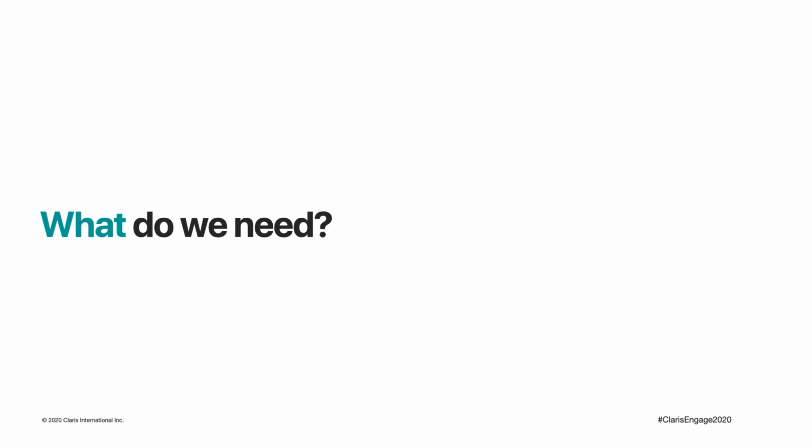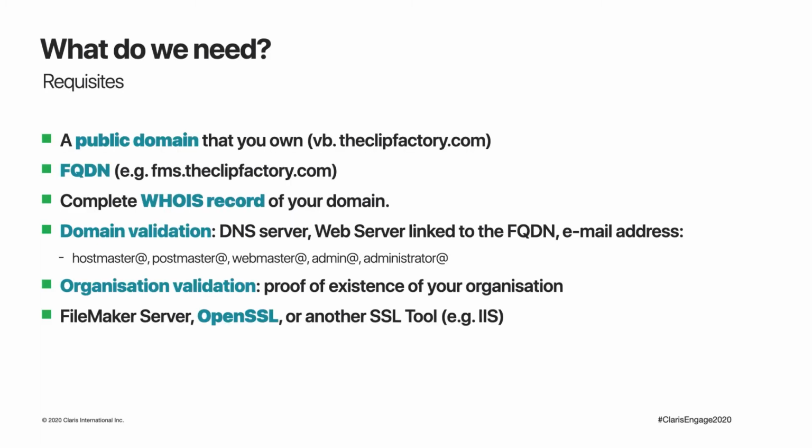What does Erik need to be able to buy an SSL certificate and install it on his FileMaker server? First of all, he needs a public domain name, a public domain name that you own, that the company owns. You cannot buy an SSL certificate for a domain name that does not belong to you. You also cannot buy an SSL certificate for a domain name that does not exist. Second, he needs a FQDN, a fully qualified domain name. That's the name of your server. As an example, his server will be called fms.theclipfactory.com.